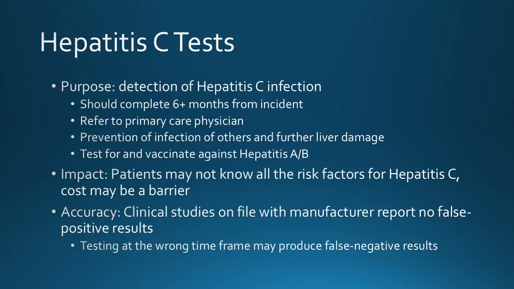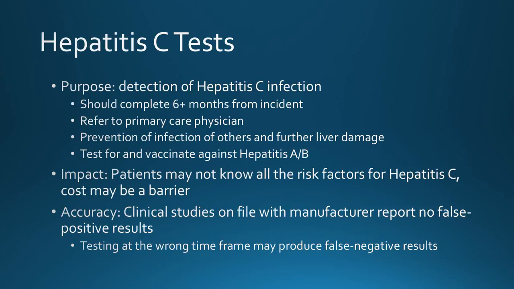So if a patient had unprotected sex 2 months ago, you want to refer them to a primary care physician, because it's too early for antibodies to be detected, but it's really important that the patient get appropriate follow-up. An additional purpose is to prevent infection of others and further limit liver damage, so patients should avoid alcohol or drugs such as Tylenol that may further damage the liver. And sometimes it can test against other forms of hepatitis and then potentially vaccinate against those.